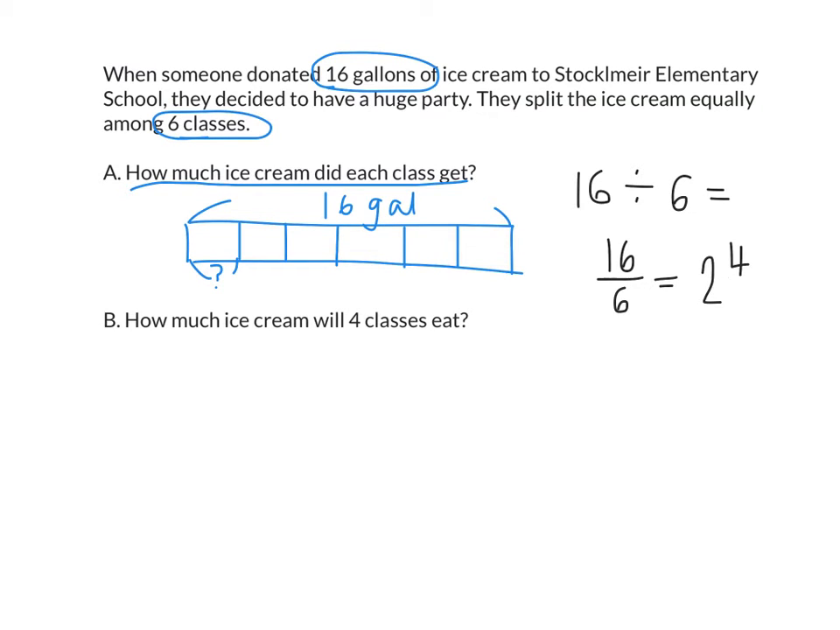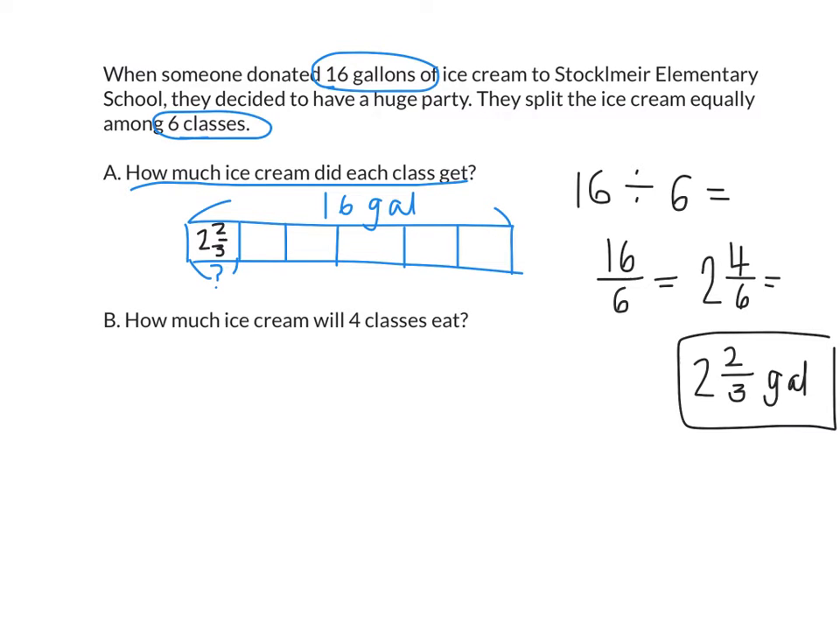So when I take out 2 wholes, how many sixths are left? 4. 4 sixths. Could I simplify that? Yes. What is that equal to? 2 and 2/3. 2 and 2/3. What's my units? Gallons. Good. So each class gets 2 and 2/3 gallons of ice cream. That means that this class gets 2 and 2/3 gallons. This class gets 2 and 2/3 gallons, etc. for all 6 groups.